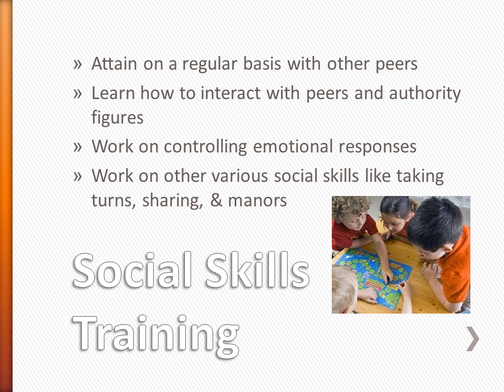What's really important for kids with ODD is that they attain social skills training and that they do that on a regular basis with their peers. Going to social skills training gives them the opportunity to learn how to interact with their peers and authority figures. They also work on learning to control emotional responses and other social skills like taking turns, sharing, and manners.